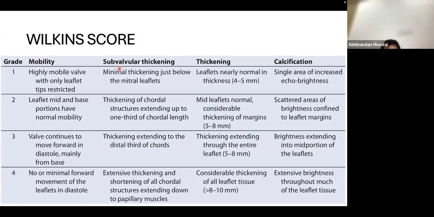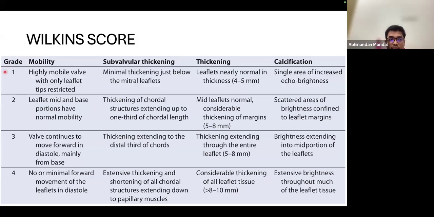Now the Wilkins score, this is a score that was previously used, but it is still being asked in many examinations. So be very much aware of this Wilkins score. What are the things that you have to remember? What are the things we see? We have to see mobility, subvalvular thickening, thickening of the leaflets, and calcification. By these, the leaflets are classified by grade.